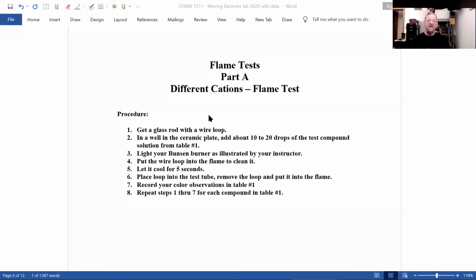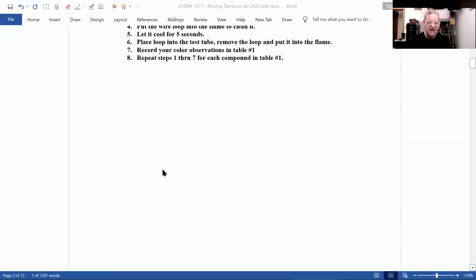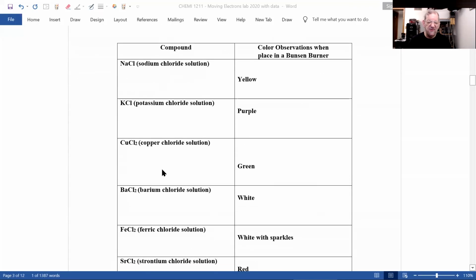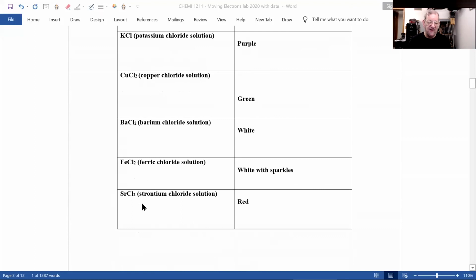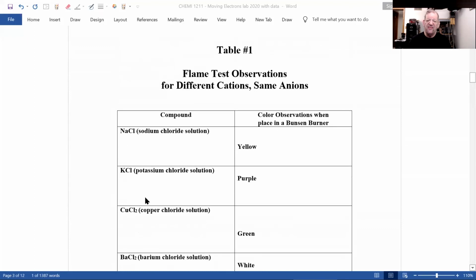Now, the first one, you're going to try different cations. If you were in the lab, we'd actually do this. And the cations you're going to try are sodium chloride, potassium chloride, copper chloride, barium chloride, ferric chloride, and strontium chloride. Now, I'm giving you the data, what it looks like. If you were in the lab, you'd be writing this.